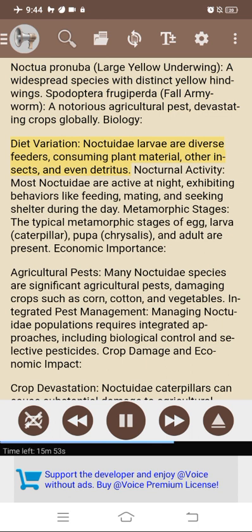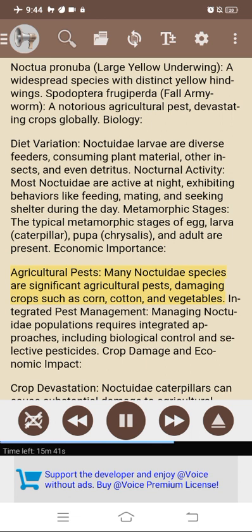Biology. Diet variation. Noctuidae larvae are diverse eaters, consuming plant material, other insects, and even detritus. Nocturnal activity. Most Noctuidae are active at night, exhibiting behaviors like feeding and mating, and seeking shelter during the day. Metamorphic stages. The typical metamorphic stages of egg, larva, caterpillar, pupa, chrysalis, and adult are present.